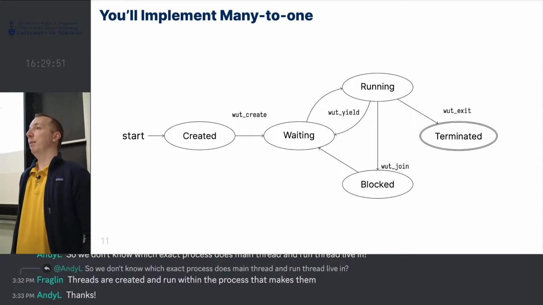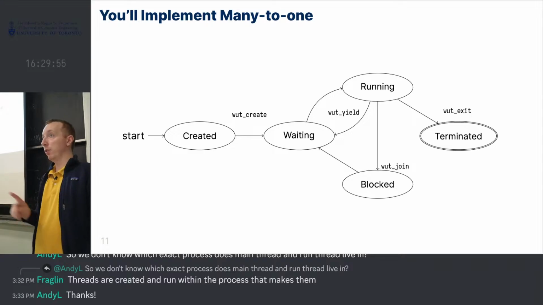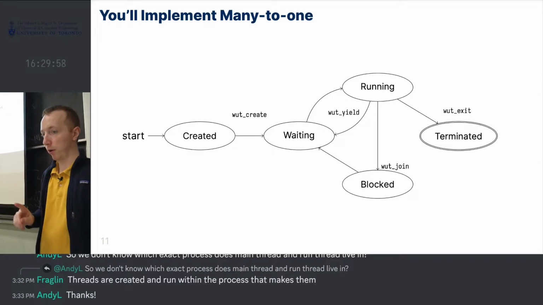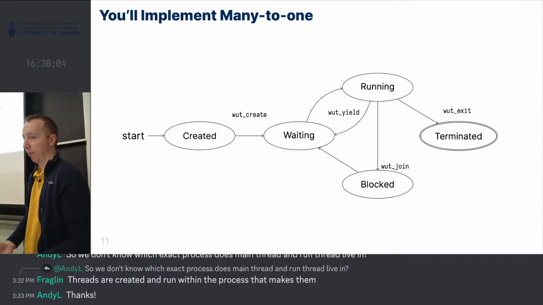So this is what you will implement in Lab 4. You're going to implement many to one. So they're all user level threads. They're all sharing the same kernel thread. So here's a state diagram for a process. It also describes a state diagram for a thread.